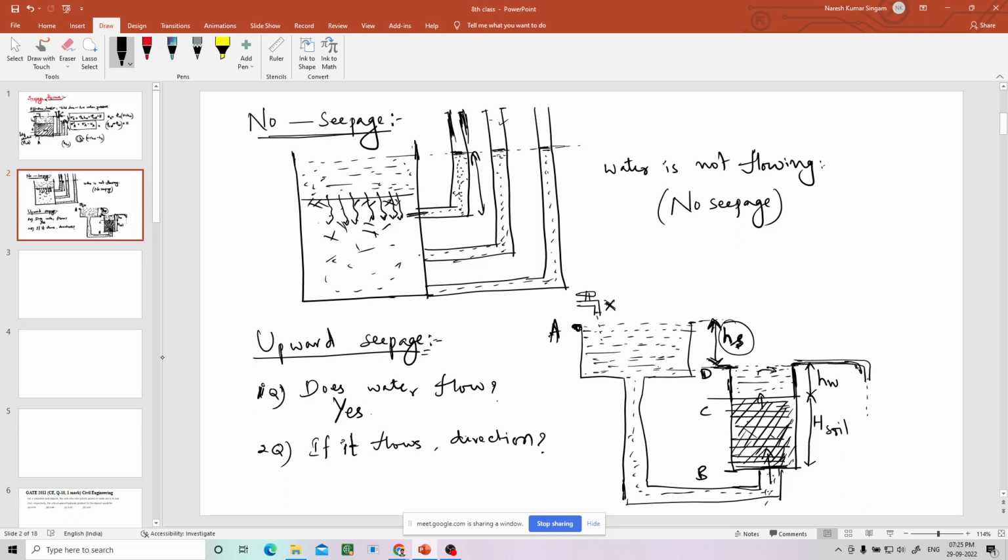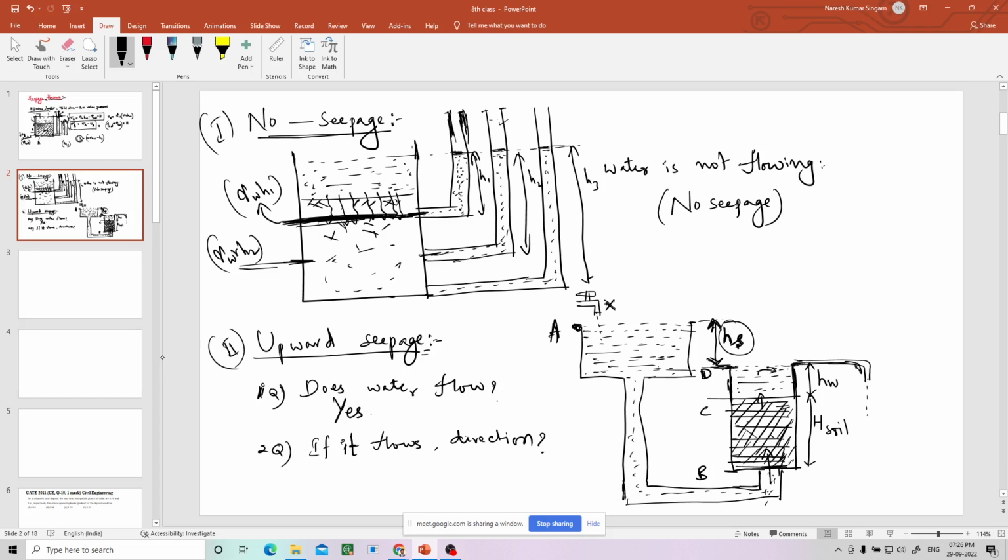Suppose at this point, what is the pore water pressure? Let us say this is H1, this is H2, this is H3. At this point, pore water pressure is equal to gamma W into H1, because this is the height of water. And at this point, pore water pressure is gamma W into H2, in this tube, by taking the height of the water. This is the first one and this is the second one.